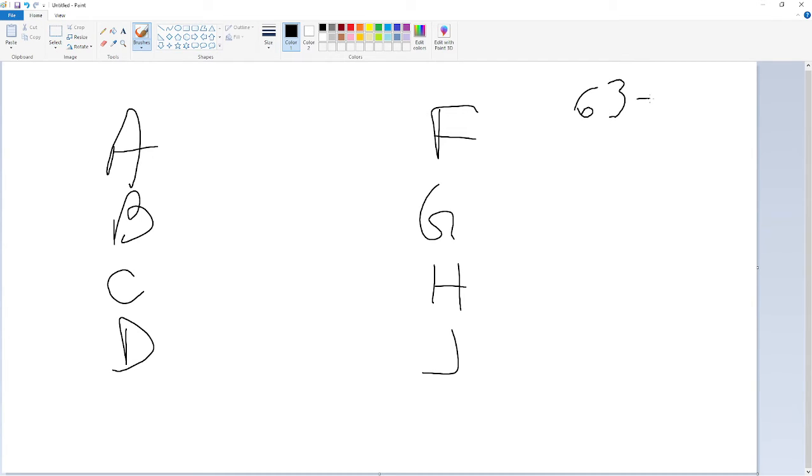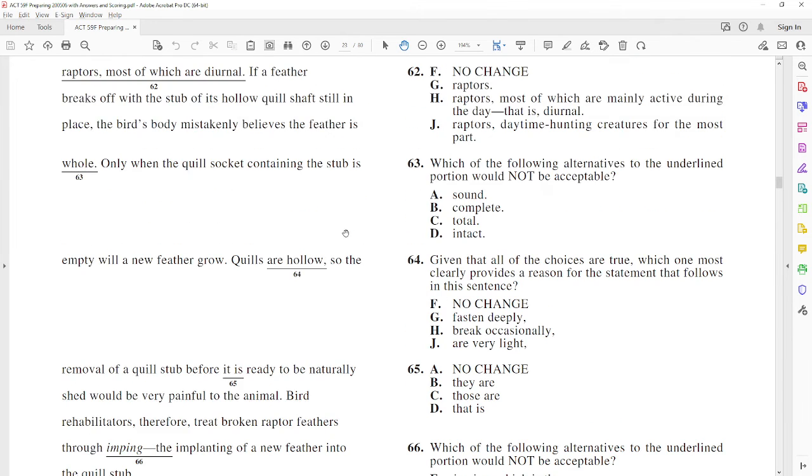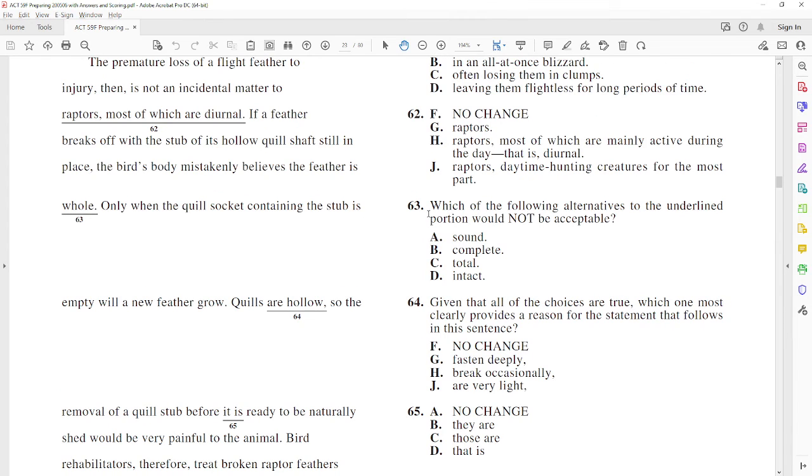63 to 74. That way, maybe if I come back to this, I will remember that I have to do all of those. Which of the following alternatives to the underlined portion would not be acceptable? This says, if a feather breaks off with the stub of its hollow quill shaft still in place, the bird's body mistakenly believes the feather is whole. Period. All right. So who knows?